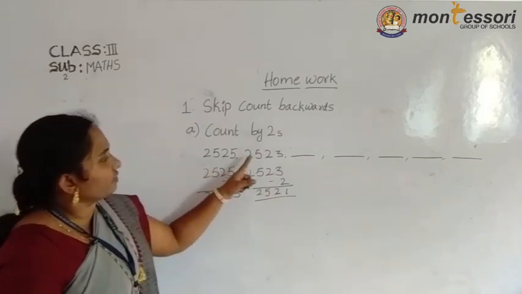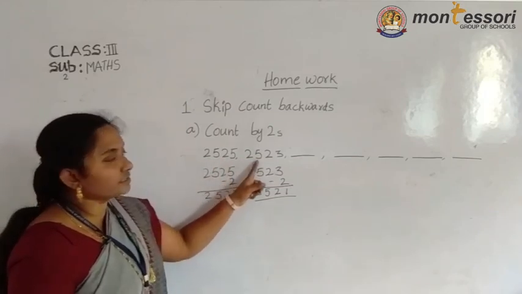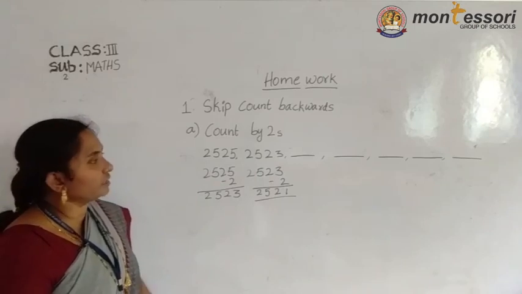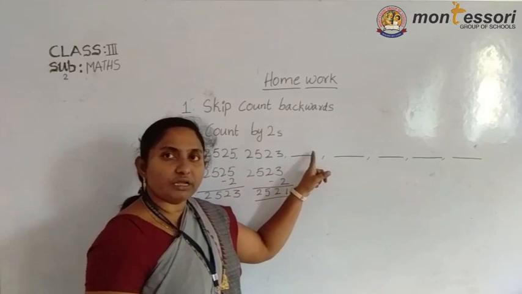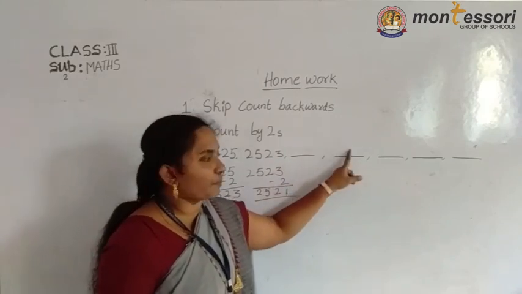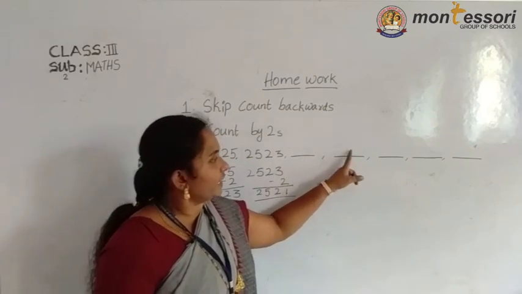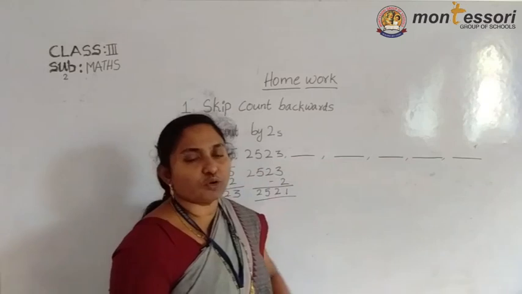Already one example is given here: 2525 minus 2. What is the answer? 2523. So as it is, likewise here also we do the subtraction with minus 2, and again the coming answer we do subtraction with minus 2, and again the coming answer we do subtraction with minus 2. This is your homework.